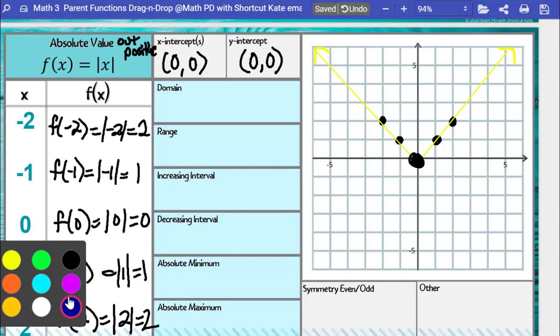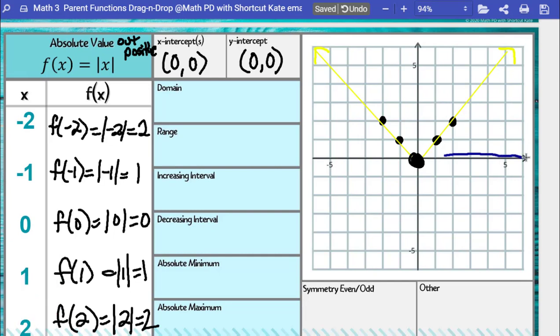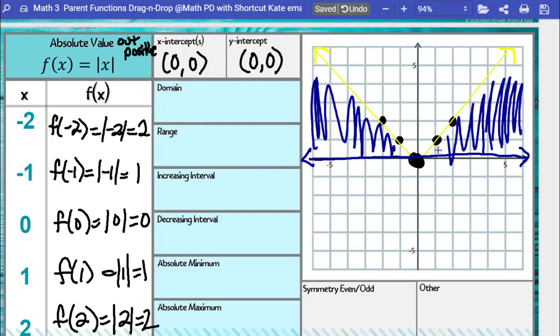Then we get to the domain. So we're talking about all the x values. So here's an arrow, and here's an arrow, so I'm going to put some arrows on the end, and then I can see the domain is going to include every value across the x-axis. So it's negative infinity to infinity. Remember, this is interval notation.